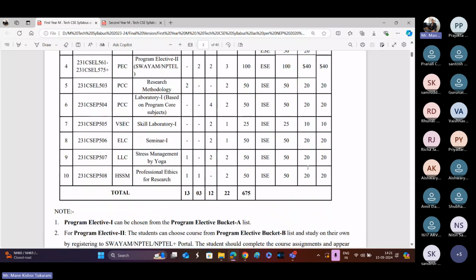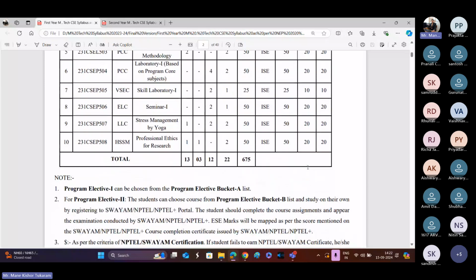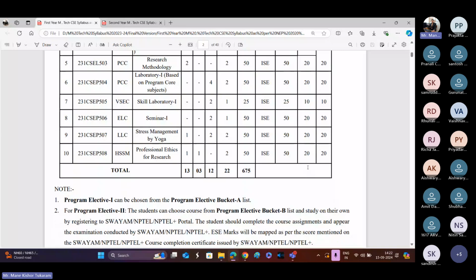So either that particular teacher takes a test, or they can just give assignments and take the submissions related to those assignments. So these are the contents covered inside the first semester: 3 theory subjects, 1 NPTEL course and other courses, 2 practical labs, and other courses related to research and yoga.